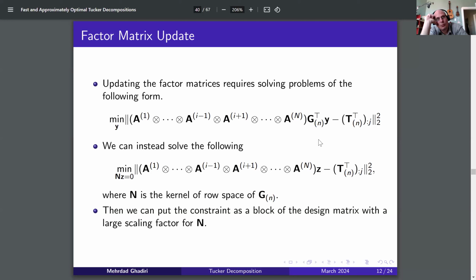But you still need to compute Gn transpose, or the other way around. This would depend on the product of all the R's except the small one, right? Exactly. The running time would be something like Rn times R. And that is small. But you still get R to the n, right? No, not R to the n, R sub n, the number of columns of the nth matrix.